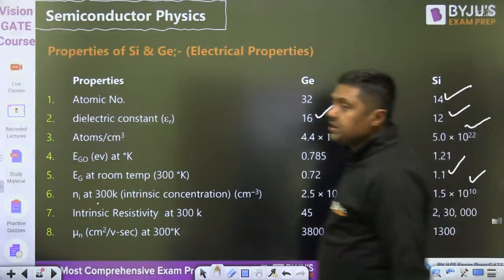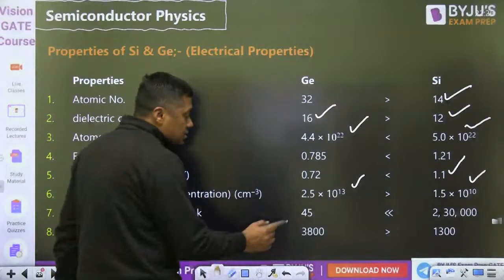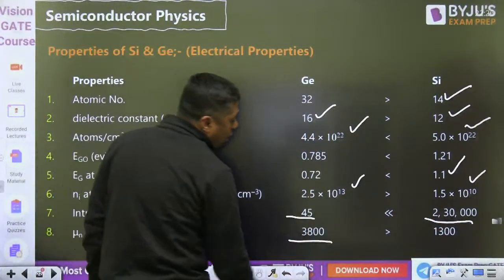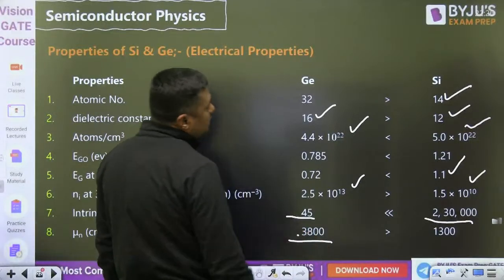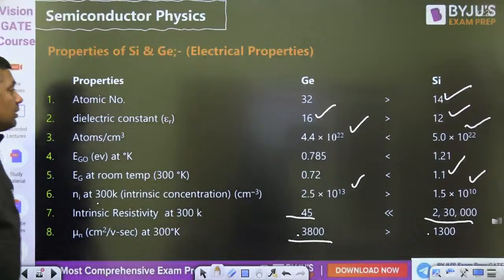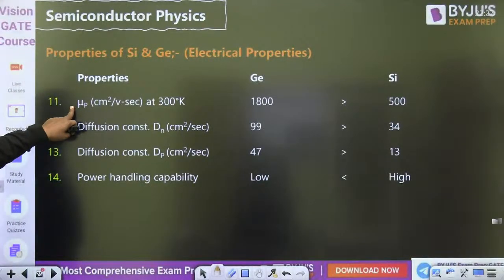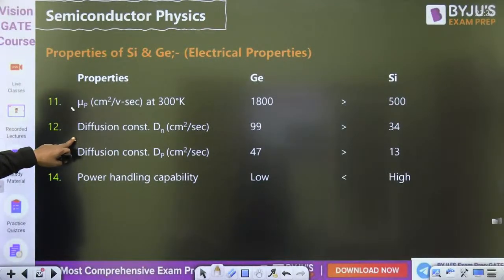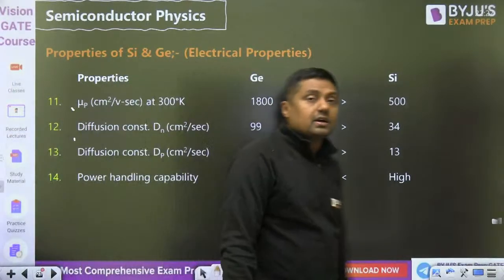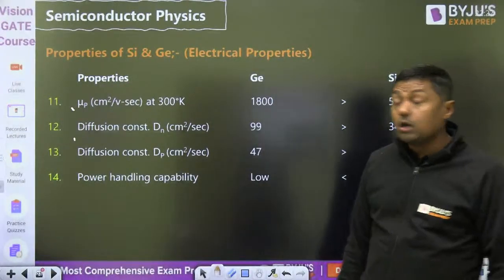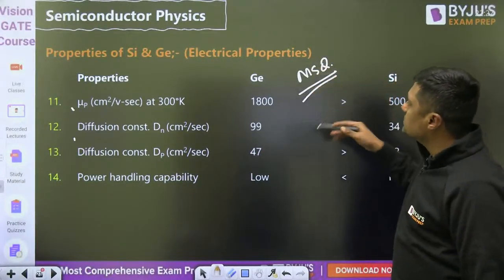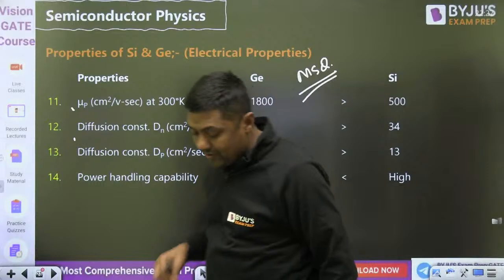And that's why the intrinsic resistivity is very low in case of germanium, it is very high in case of silicon. That is the mobility of electron in case of germanium, that is the mobility of electron in case of silicon. This is the mobility of holes, diffusion constant, and power handling capability. So this is a very, very important comparison between germanium and silicon, because we have MSQ. They can give some values, and you have to compare these values.